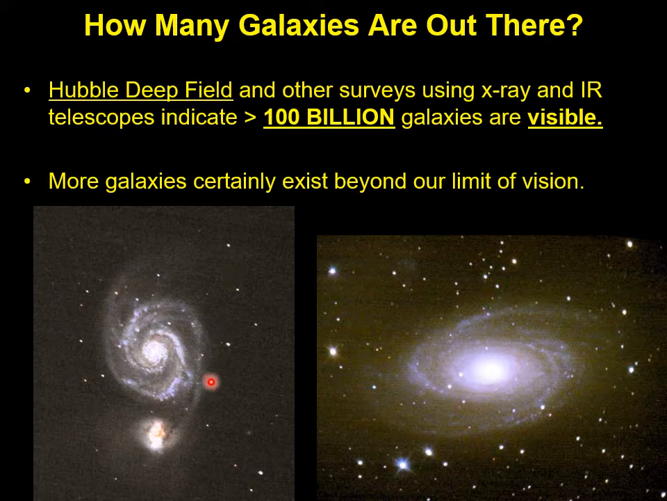This is the Whirlpool galaxy here, and this is a galaxy called M81. These are both spiral galaxies, and you can obviously see the spiral arms in both of these galaxies show up very nicely.